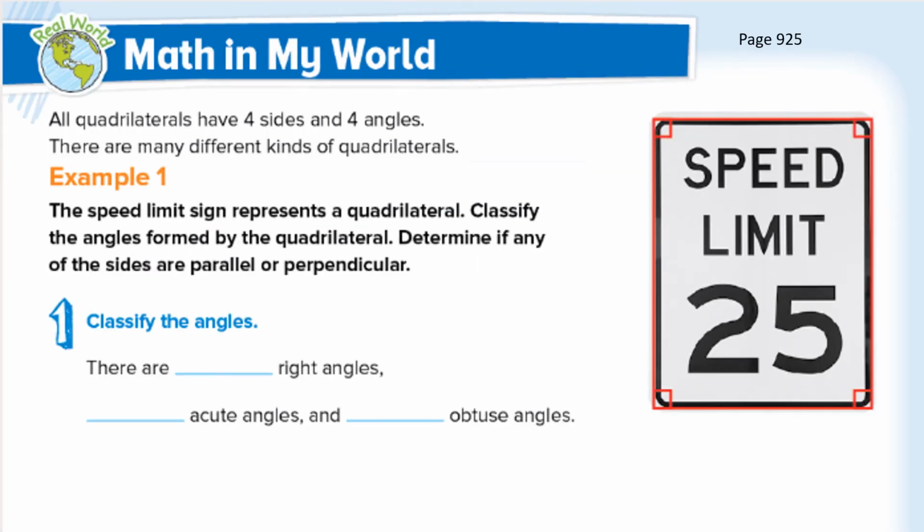Let's move on. Go to page 925. This speed sign here represents a quadrilateral. Classify the angles formed by the quadrilateral and determine if any of the sides are parallel or perpendicular. So if I look at this, I see how many right angles? Every single one of them is a right angle. Are there any acute or obtuse? No.